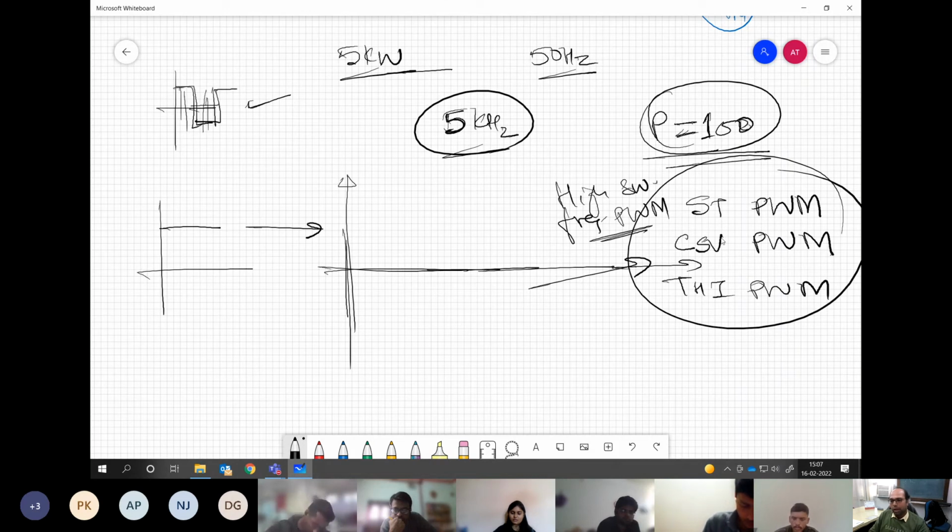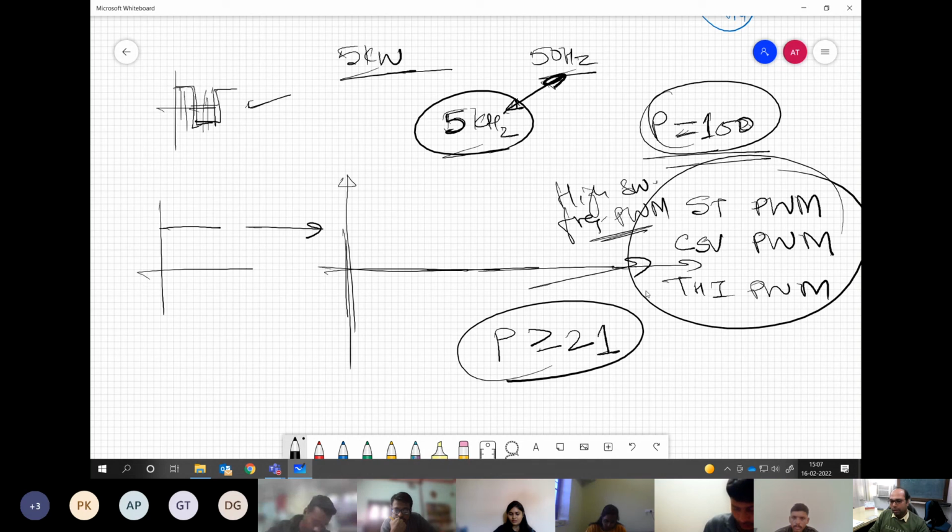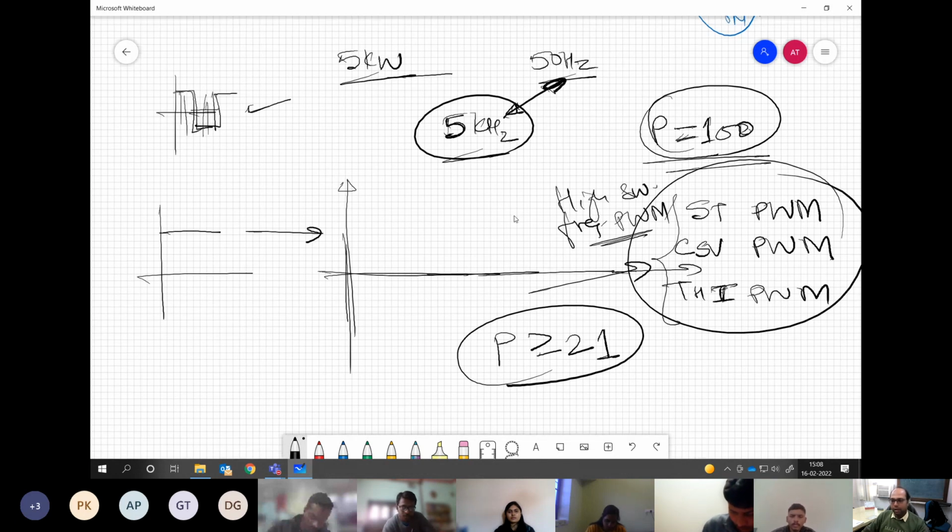So we are ensuring that our switching frequency and fundamental frequency are little bit far. At least pulse number is greater than or equal to 21 to get the real benefits of these high switching frequency PWM. Fine. So I stop the class over here. Next class we will start with sine triangle PWM.